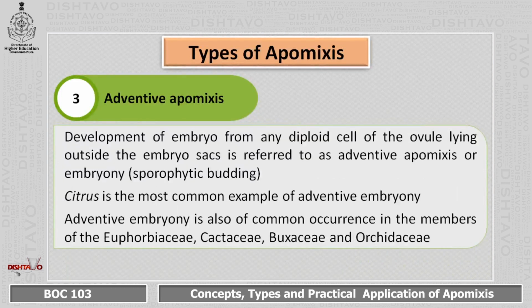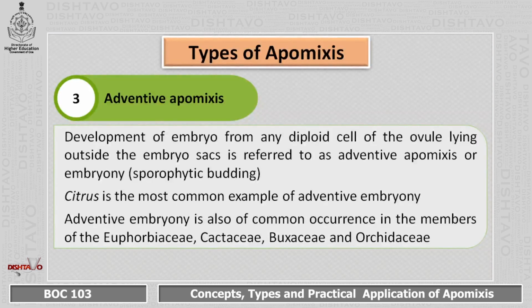Adventive apomixis. Development of embryo from any diploid cell of the ovule lying outside the embryo sac is referred to as adventive apomixis or embryony. It is also called sporophytic budding. In this process, there is no alternation of generations. The cells of the nucellus or integuments forming adventive embryo become densely protoplasmic and divide actively to form a small mass of meristematic cells. This tissue mass grows actively, pushes its way into the embryo sac, and eventually gives rise to what appears to be a normal embryo.